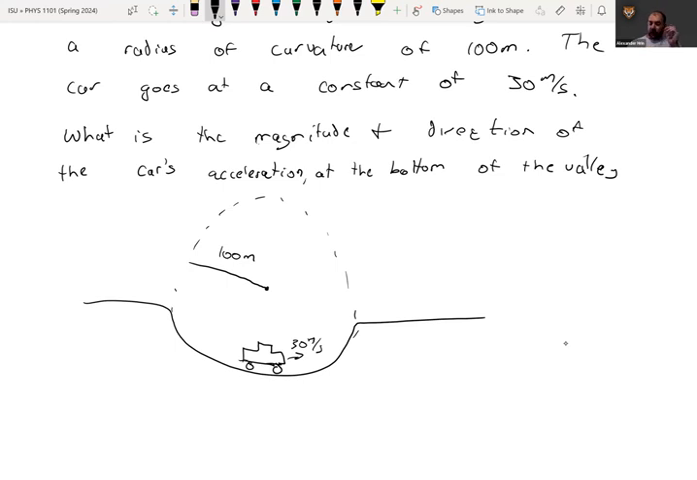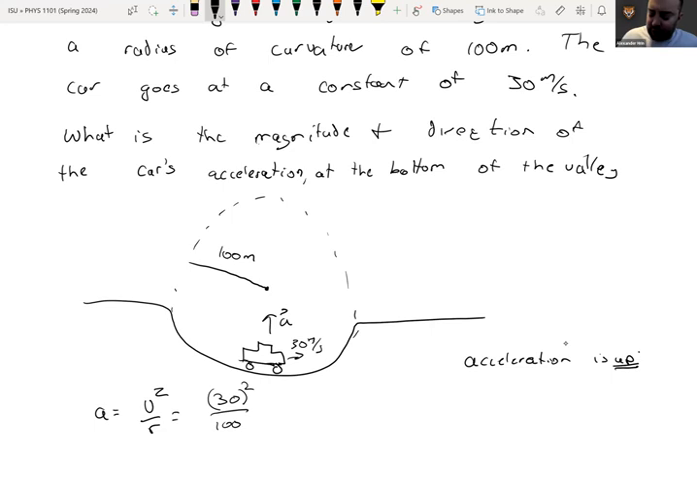So the key here is that you have to realize that A, this path is part of a circle, and that B, given that the centripetal acceleration is always directed towards the center, the acceleration in this case will be up. Okay, acceleration is up. Now, finding the magnitude is a piece of cake, just v squared over r, and you're given both of those. So it would be 30 squared over 100, which would be 900 over 100, which would be 9 meters per second squared upward.